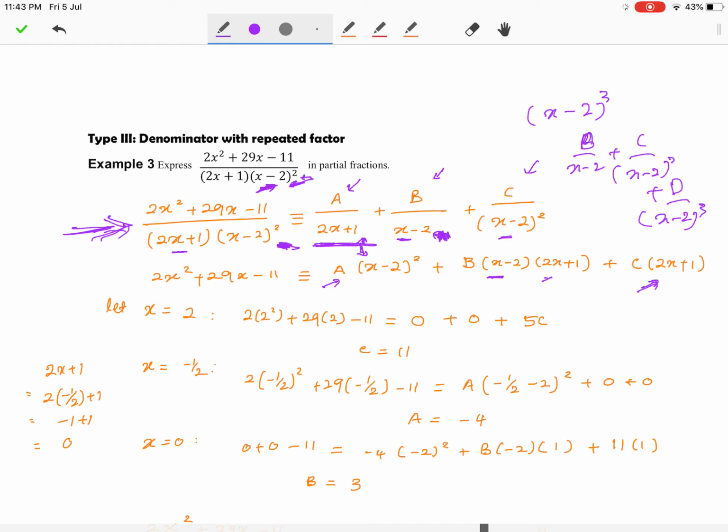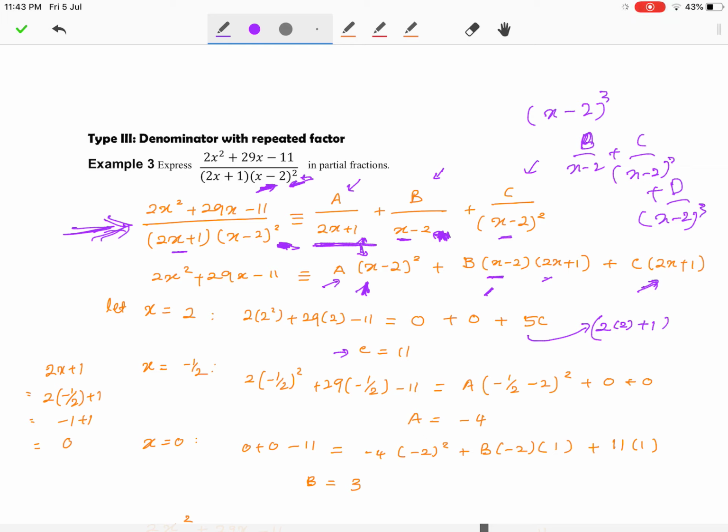So now you let x equal to 2, because I can see from here that this one is going to be 0, this one is going to be 0, so I have only C. If you put 2, you can see that this one comes from 2 times 2 plus 1. 2 plus 1 is 5, so I have 5C there. So if you do it correctly, you will have C equals to 11.